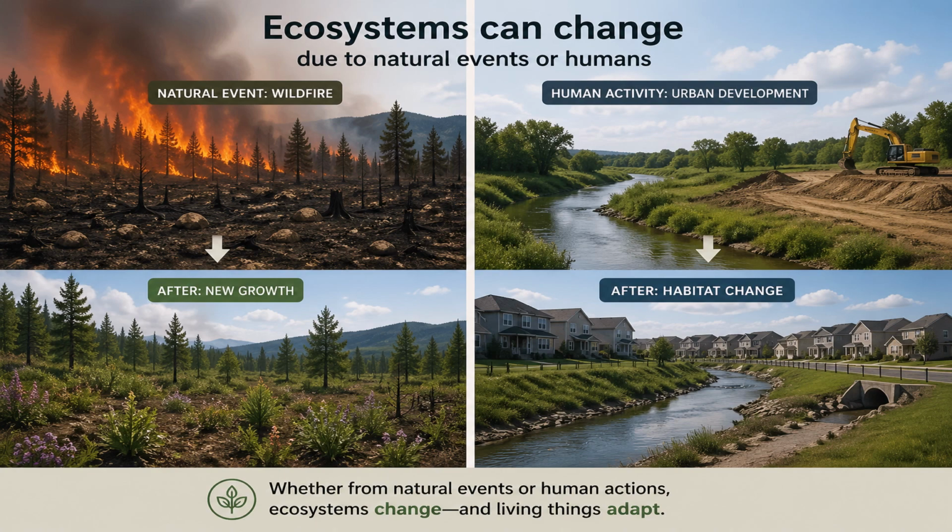Unlike the temporary smoke of a fire, development introduces constant stressors like noise, artificial light, and chemical pollution that drive native species away for good. Instead of a cycle of regrowth, the natural landscape is replaced by an environment designed for people, effectively ending the ecosystem's natural life cycle. So whether from natural events or human actions, ecosystems change and living things have to adapt.